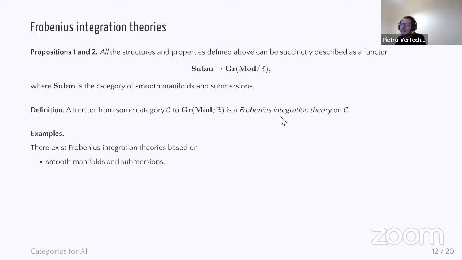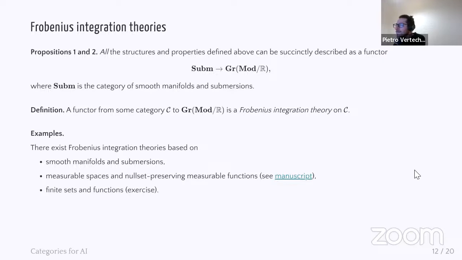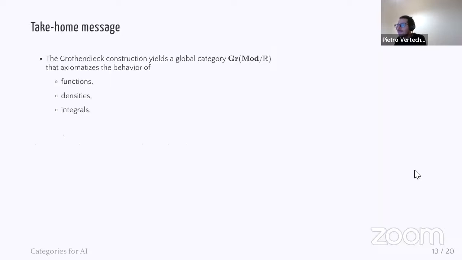And indeed, there are several examples of this. There's one example on smooth manifolds and submersions that we have developed in full detail. There's an example on measurable spaces and measurable functions that is detailed in the manuscript. But there's also a simpler discrete example on finite sets, which I think could make for an interesting exercise: how would one go about defining functions and densities for finite sets?